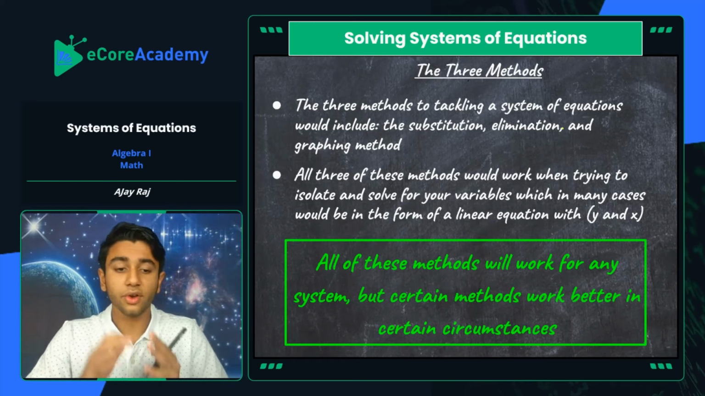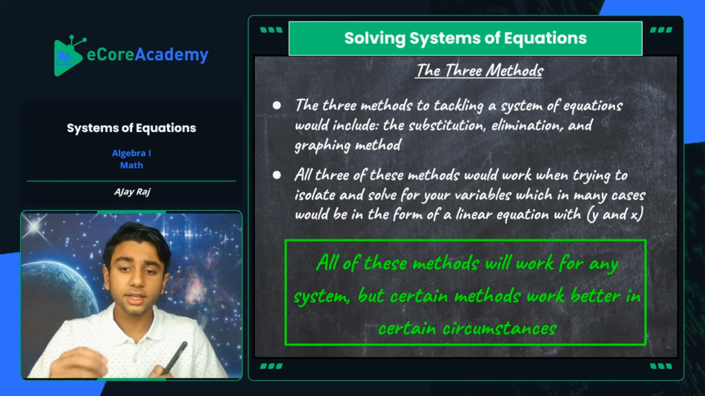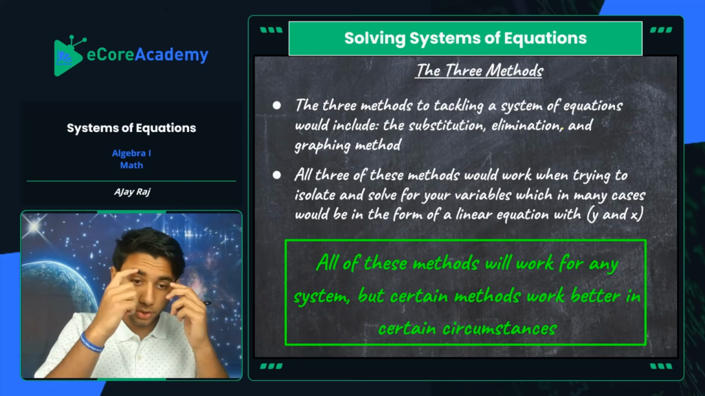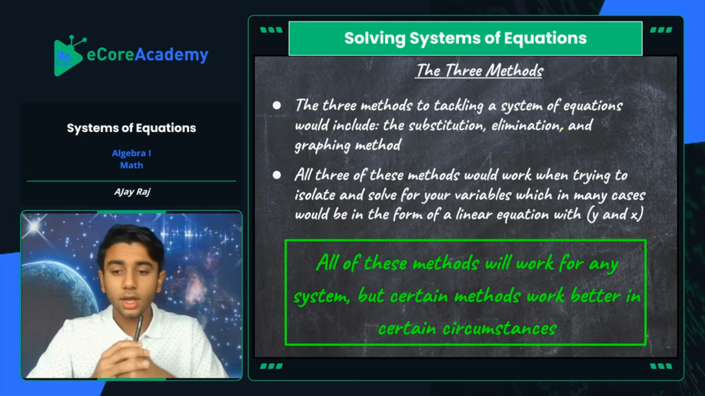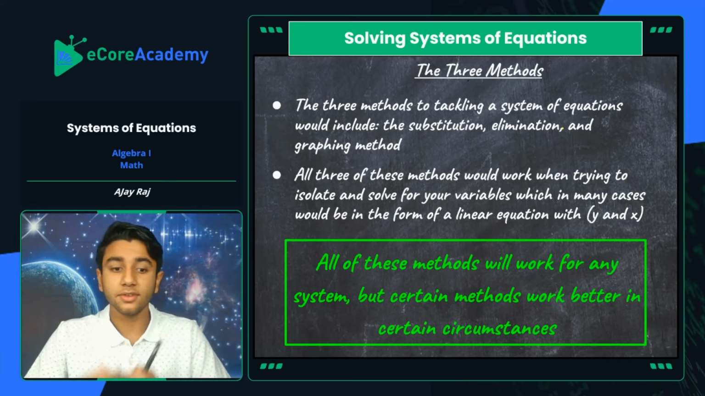All of these methods will work for any system. So if you're given any system of 2 linear equations, you would be able to solve it with any of these 3 methods. However, substitution, elimination, and graphing work better in certain circumstances, and that can save you a lot of time. The way I like to think of substitution and elimination is to ask which one would be better in the situation. Very rarely are you going to actually use the graphing method, because it takes a little bit longer than the other 2. However, if it's a very large system and you have a graphing calculator on hand, it would be very useful.